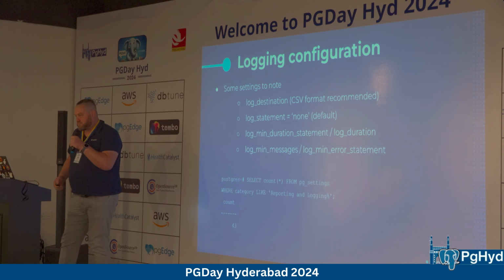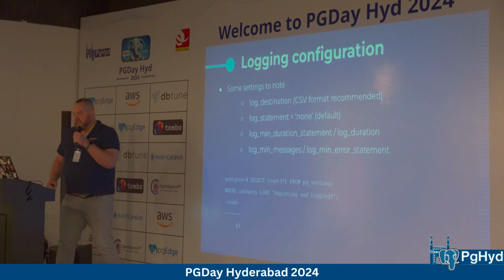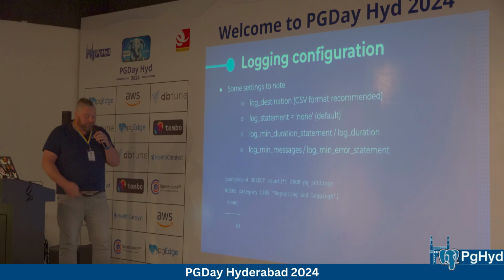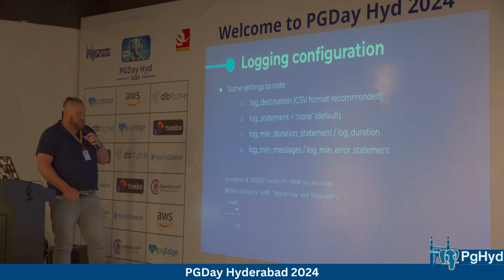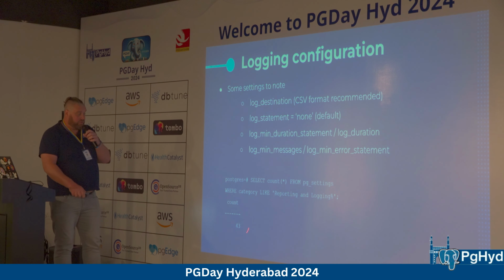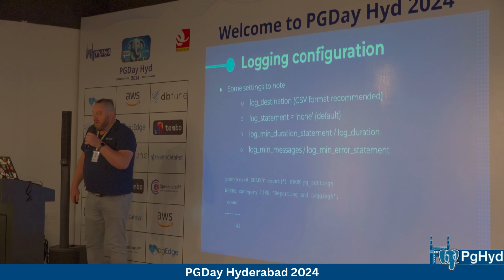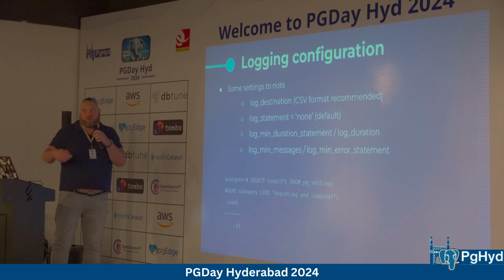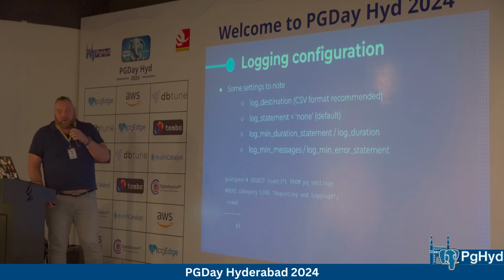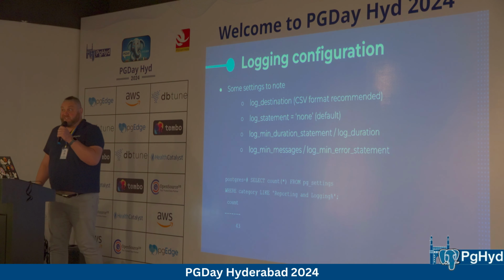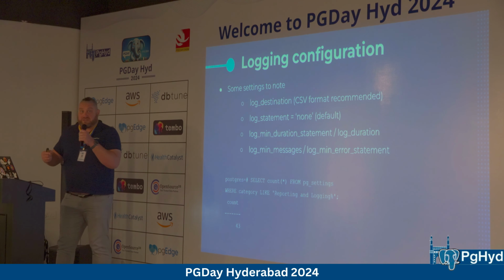About configuration, first of all, we have 43 different logging configuration parameters in PostgreSQL. This is information from Postgres 17, and each major version adds more and more and more. I recommend that we go with a CSV format, because usually we want to analyze our logs, and this is the best format we have at the moment.